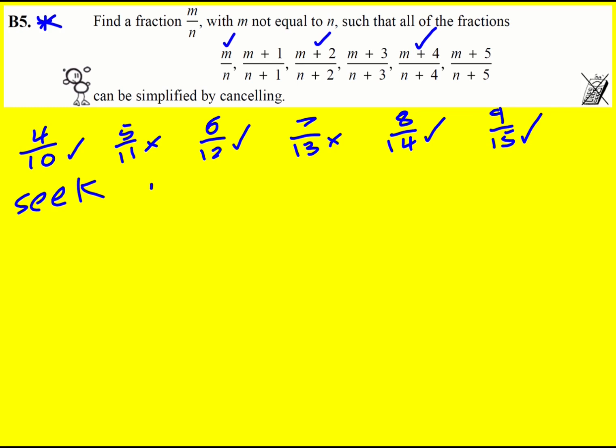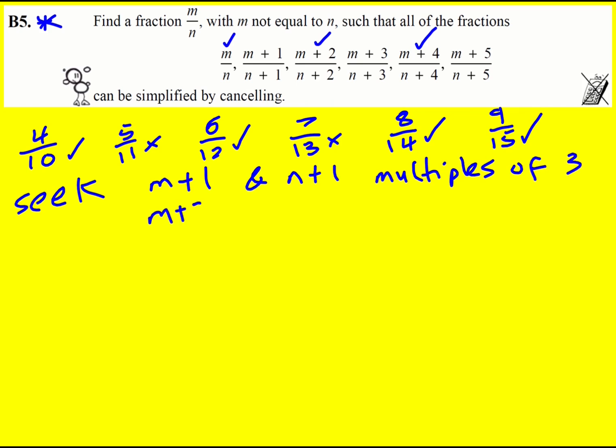So this is what I did. I sought m plus 1 and n plus 1 to be multiples of 3. And then m plus 3 and n plus 3 to be multiples of 5. If this one's a multiple of 3, then it makes sense that adding 2, this one's going to be a multiple of 5. By the way, I actually forgot about the m plus 5 when I did it, which is partly why this is a failed method.